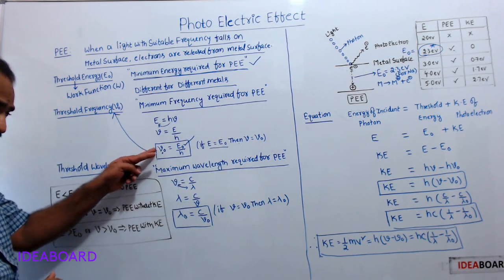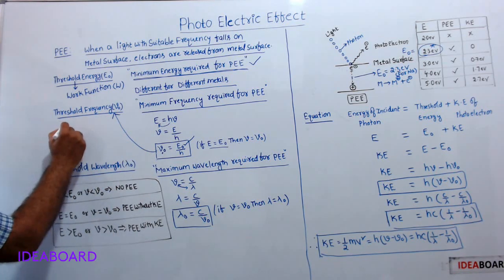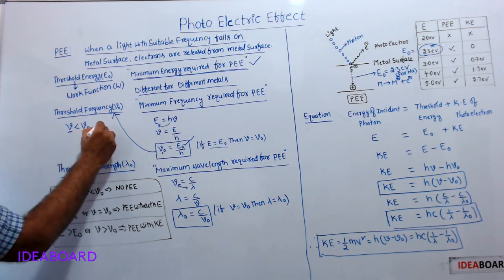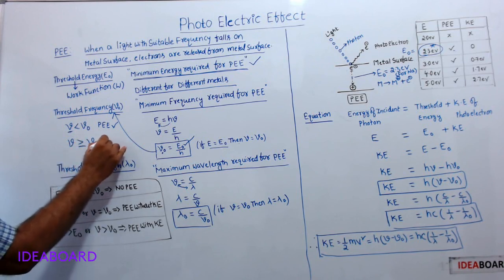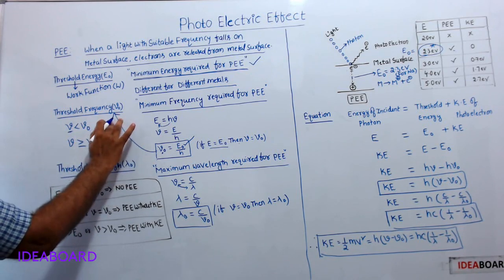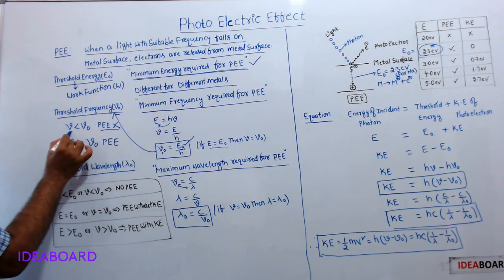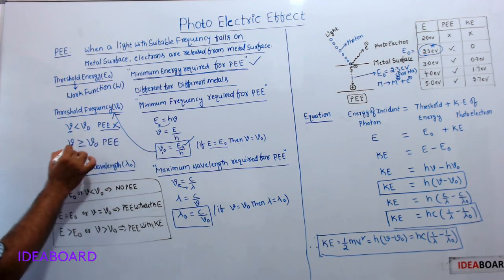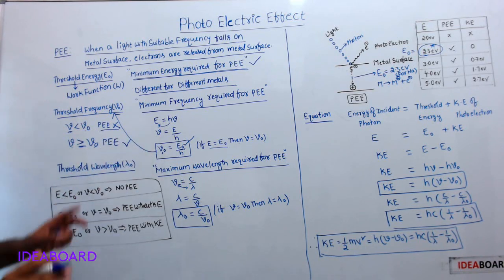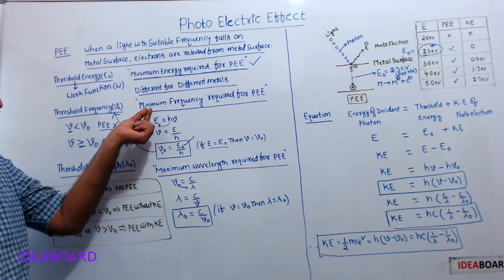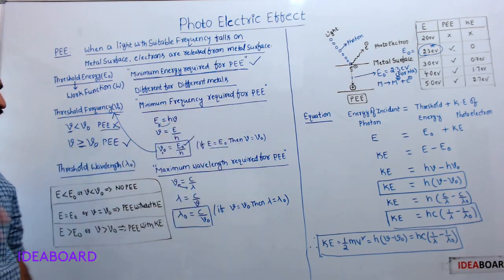If the frequency is less than nu naught, there is no photoelectric effect. If the frequency is greater than or equal to nu naught, the photoelectric effect takes place. Therefore, what is threshold frequency? Threshold frequency is the minimum frequency required for the photoelectric effect.